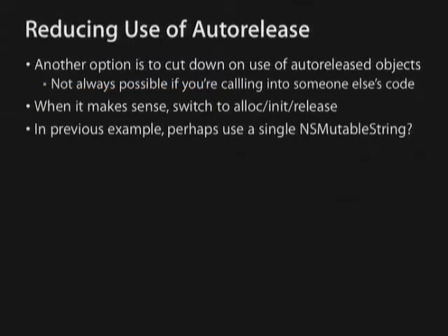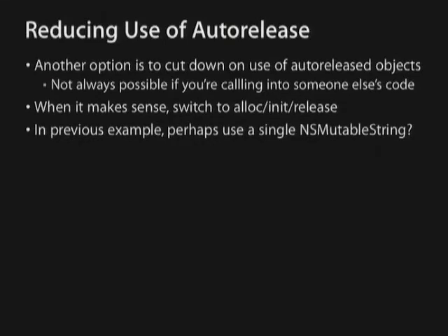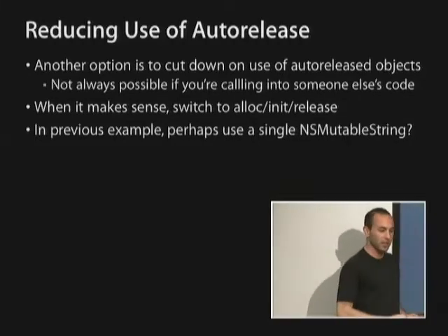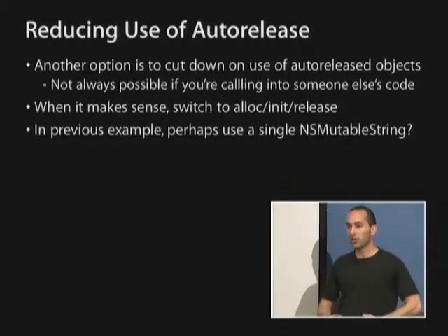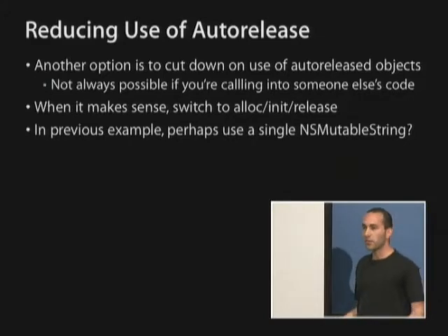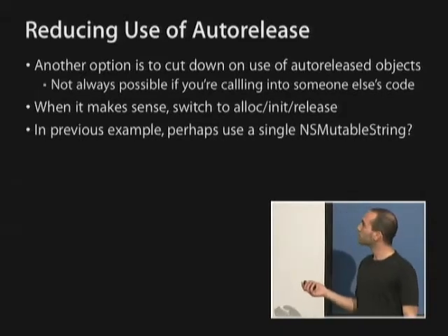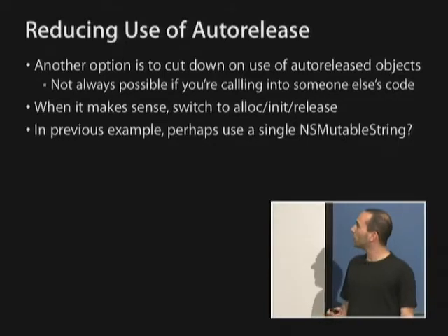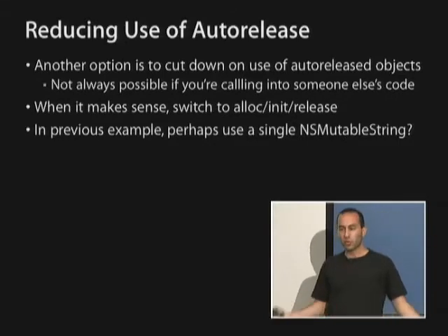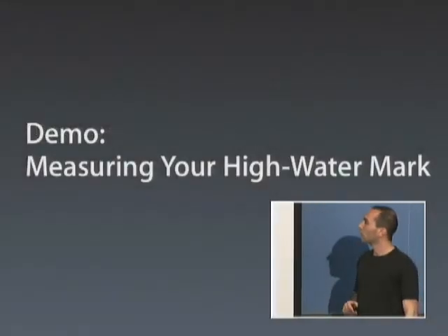And another thing you can do, actually, this is what I would say is the first line of defense when you have a lot of autorelease: don't use autorelease. If you have the option to allocate and release an object instead of autoreleasing it, do that. The memory is going to come when you need it. It's going to go when you're done with it. And if you don't need it to persist to the end of your run loop, just get rid of it. And again, in the previous example, maybe a mutable string would have done the trick. So you created one mutable string, and over your loop, you just keep changing it. So let's take a look at that.